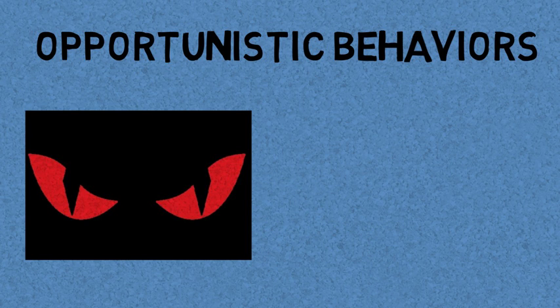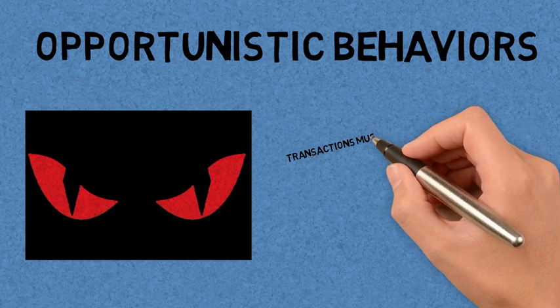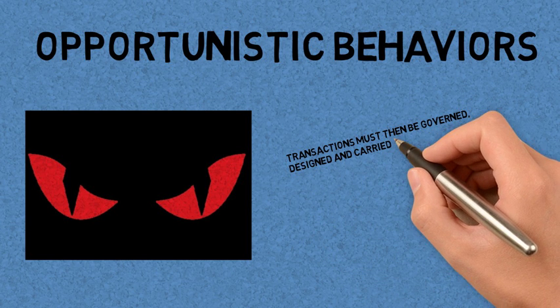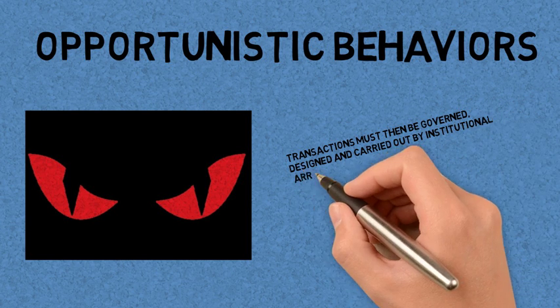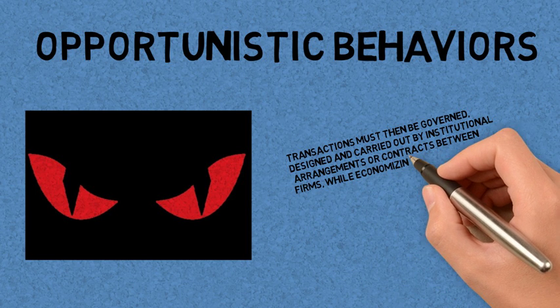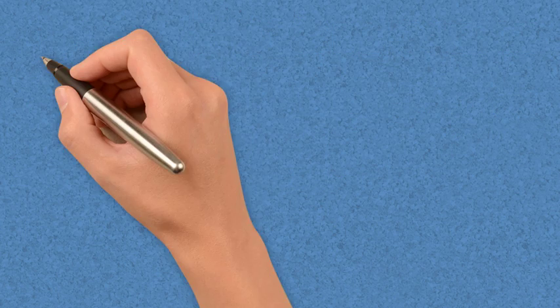This ties into the other assumption of transaction cost economics, that humans always act opportunistically, meaning with self-interest and without morality. Transactions must then be governed, designed, and carried out by institutional arrangements or contracts between firms, while at the same time keeping in mind that top management will seek to economize these costs.